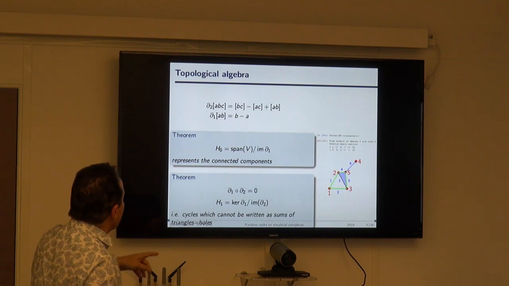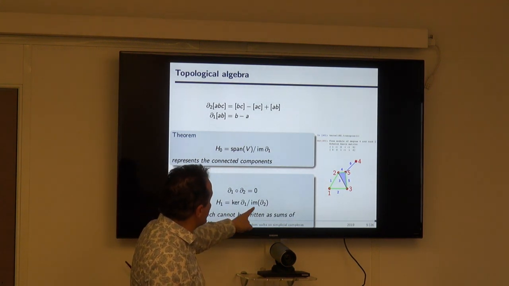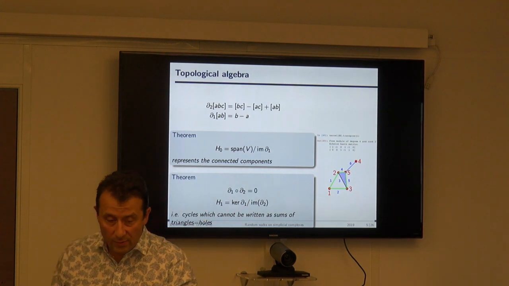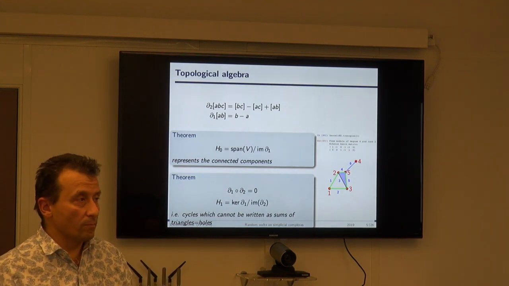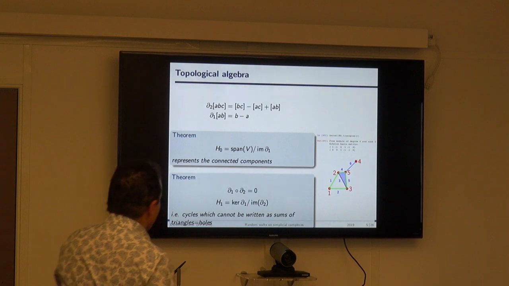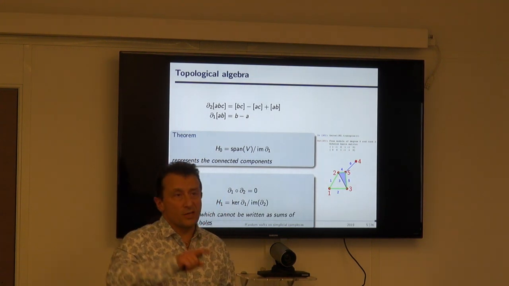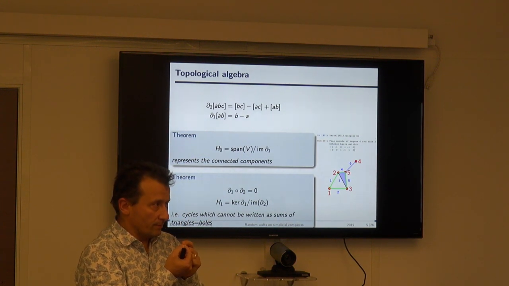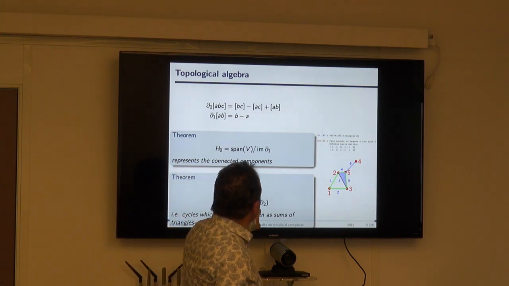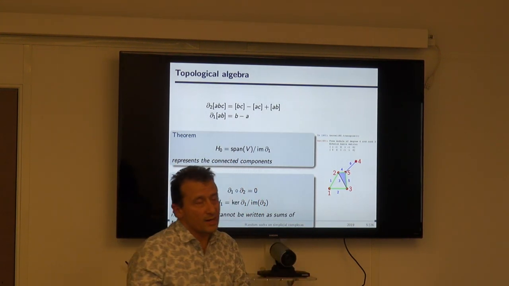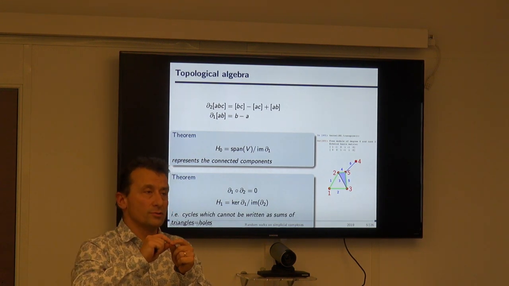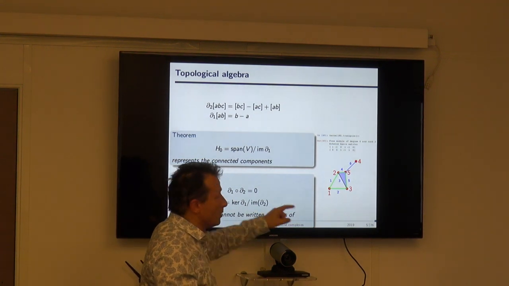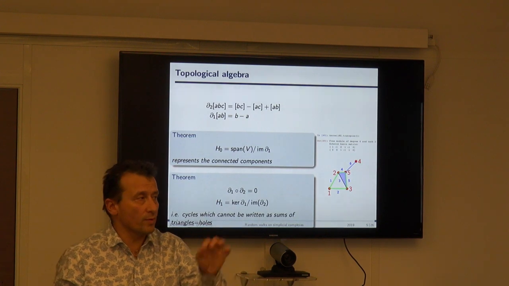And that means that you can consider the quotient space, which is the kernel of partial 1 divided by the image of partial 2. What does that mean? That means that the kernel of partial 1 are cycles. You start from somewhere and you end up at the same place. The image of partial 2 are the boundaries of triangles. So you count the cycles which can be written as a sum of triangles.